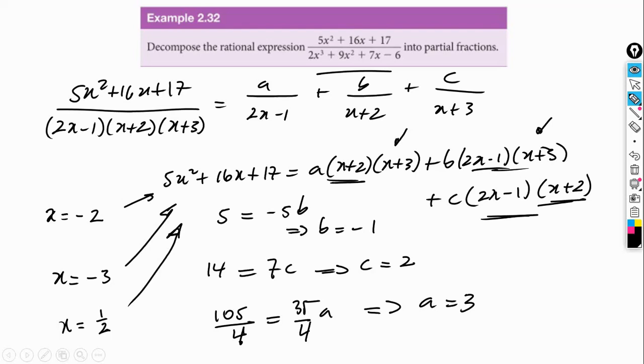So that means that we can now substitute here for a, b, and c. And we said that a is 3, so 3. B is negative 1, so we should probably change the sign here. B is negative 1, so negative 1. And for C, we got 2. So this would be the decomposition into partial fractions.